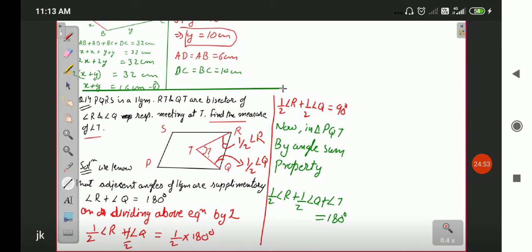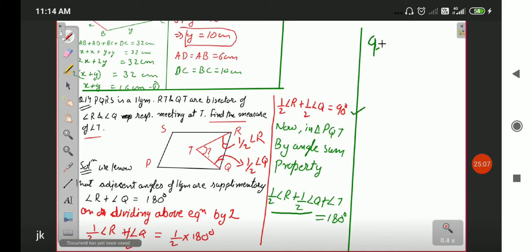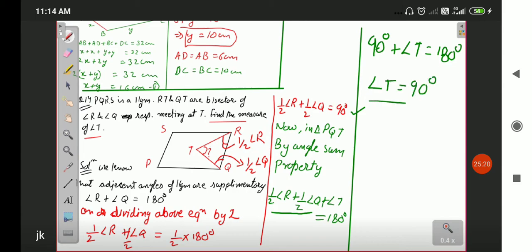This was the above question, no need to bother with it. So we know that half of angle R plus half of angle Q was already 90 degrees. So it will be 90 degrees plus angle T is equal to 180 degrees. So the value of angle T here will be 90 degrees.